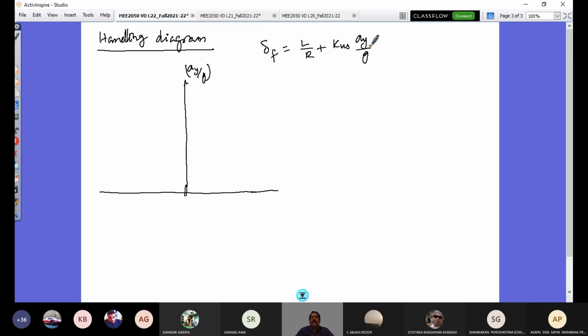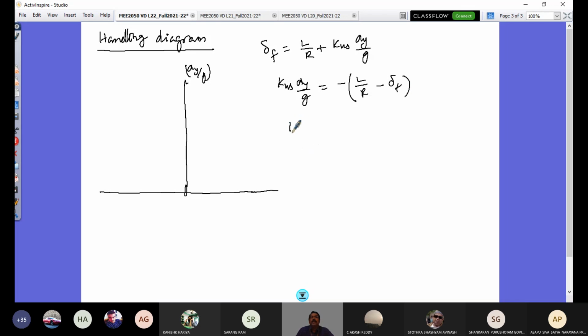So I want to take this on the y-axis. I'll just manipulate this like this. I will have this L by R taken on this side. So this KUS into AY by G is what has the minus sign. If I take it out, L by R minus delta F would be on this side. So now, what is AY?